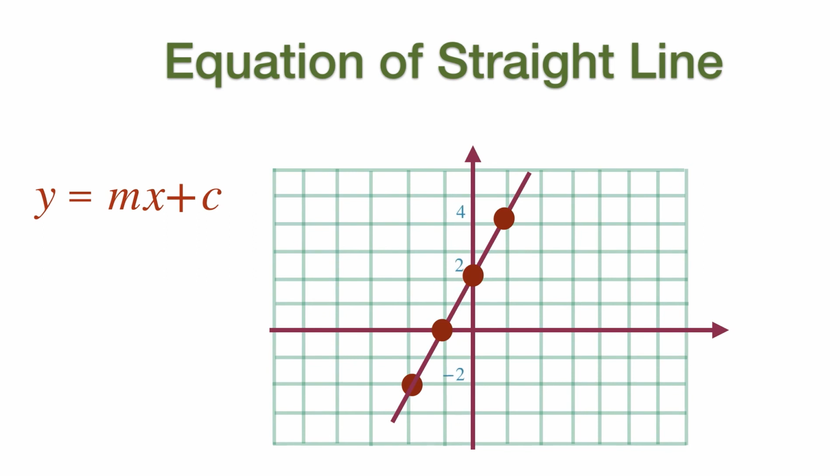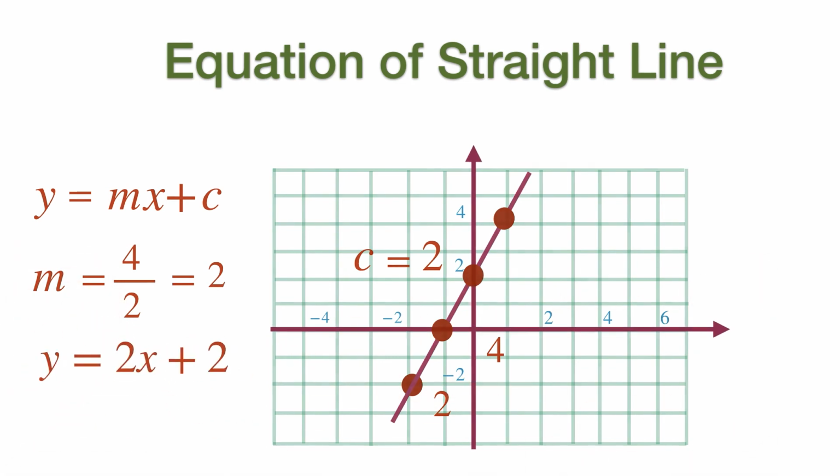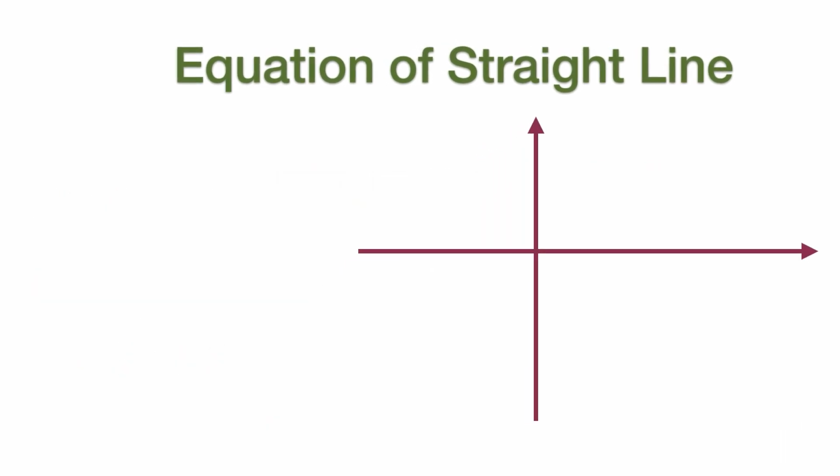For example, this line passes through 2 on the y-axis. So the y-intercept in this case will be 2. Gradient can be calculated by picking any 2 points on the graph where the line passes through. In this case, the change in y coordinates is 4 and the change in x coordinate is 2. Therefore, the gradient of this line is 4 divided by 2, which is equal to 2. And finally, the equation of this line can be written as y equals 2x plus 2.